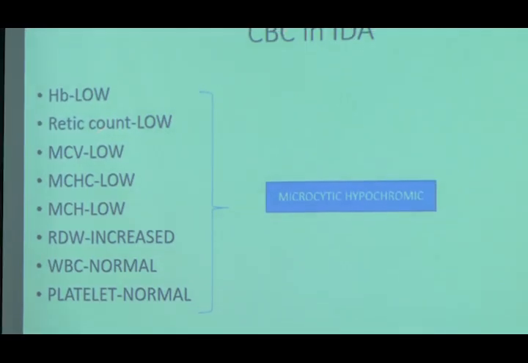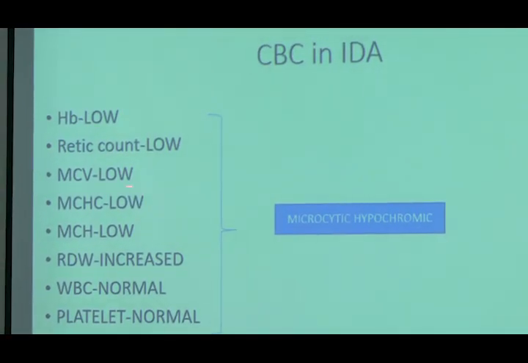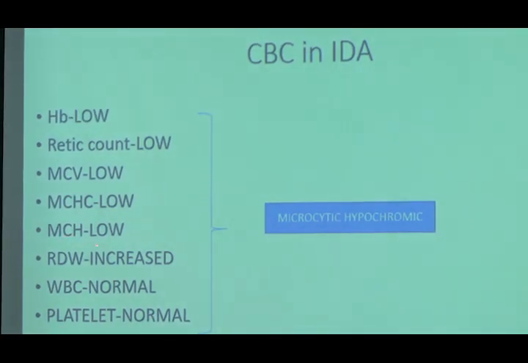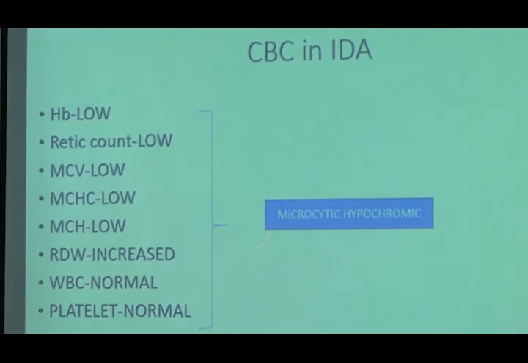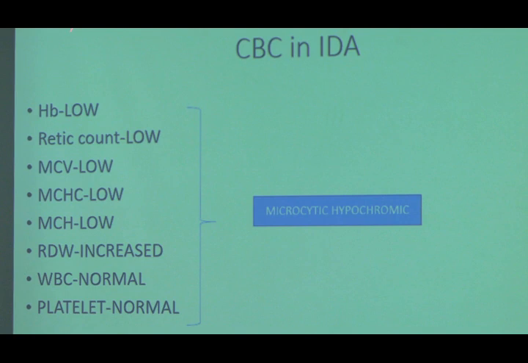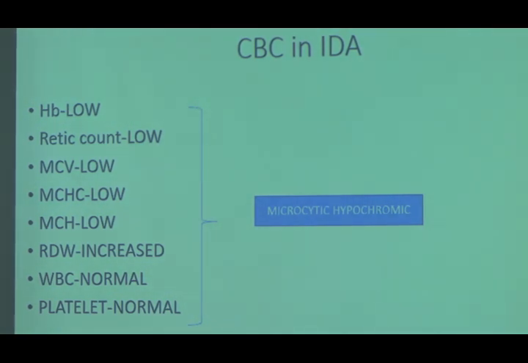Hemoglobin, you will find low. MCV will be low. MCH is also low. WBC normal, platelet normal. Now these issues will be discussed later in the pathology class. I will not go into them. Reticulocyte count is also important. These immature nucleated RBCs make up the retic count. They increase or decrease in different types of anemia.